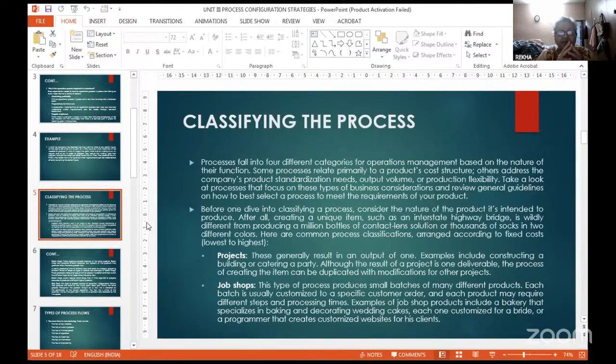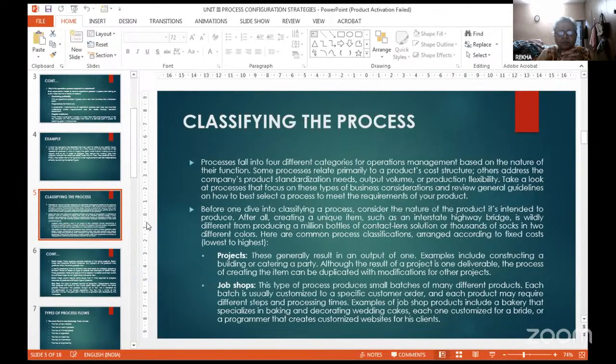Before one dives into classifying a process, consider the nature of the product it's intended to produce. After all, creating a unique item such as an interstate highway bridge is widely different from producing a million bottles of contact lens solutions. So every product is different. So naturally, the process also will be different. They'll fall under other different categories.